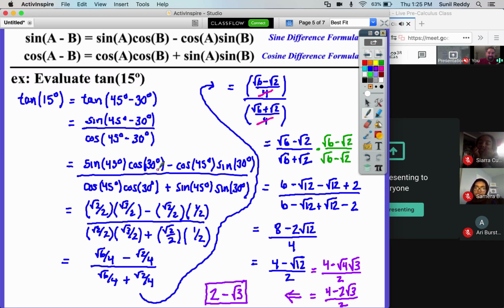So hopefully this isn't so bad as long as you know your formulas. So that's evaluating different things, okay? And I used a bunch of the difference formulas, but if I change this 15 degrees to 75 degrees, well then I could have done 45 plus 30, and then I could have used the sum formulas instead of the difference formulas, okay?